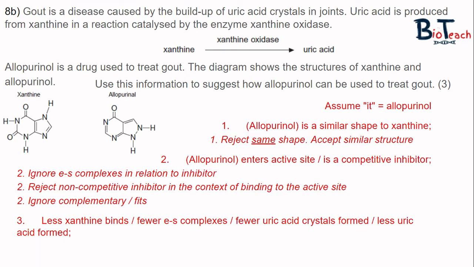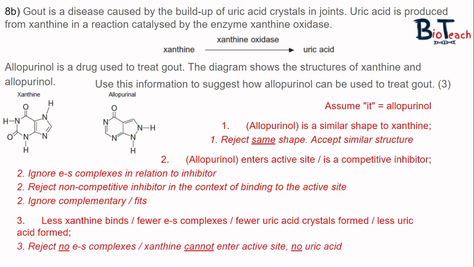And then for the third mark, if you've said already that allopurinol is a competitive inhibitor, then you know that less xanthine is going to bind with the enzyme to then create the uric acid. Something along that point would be really useful to say. So less xanthine binds, there's fewer enzyme substrate complexes that are formed, and therefore there's less uric acid, and so gout is treated. As part of the third mark, if you said there's no enzyme substrate complexes formed, you wouldn't get it. So you've got to make sure that you say less.